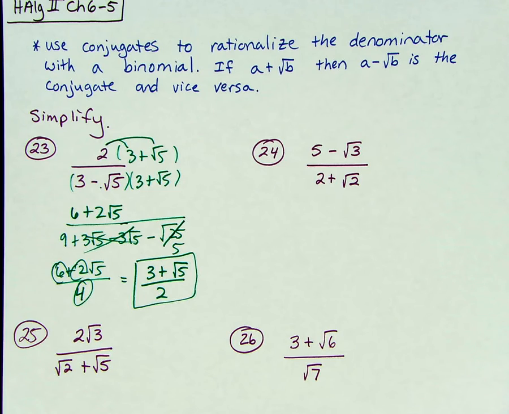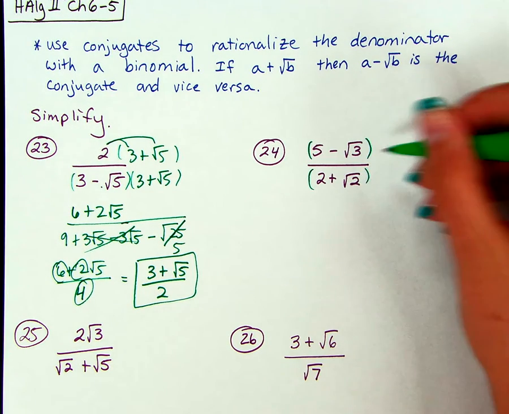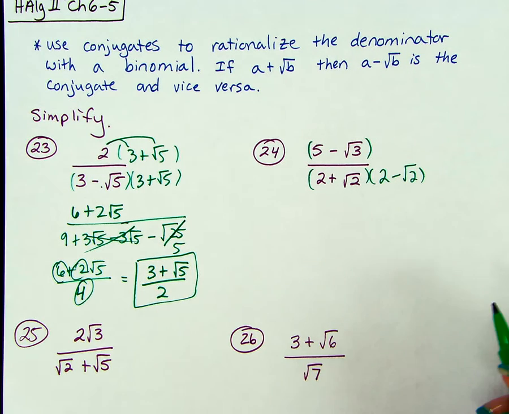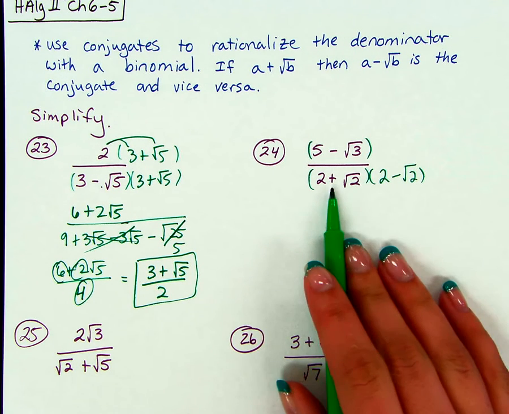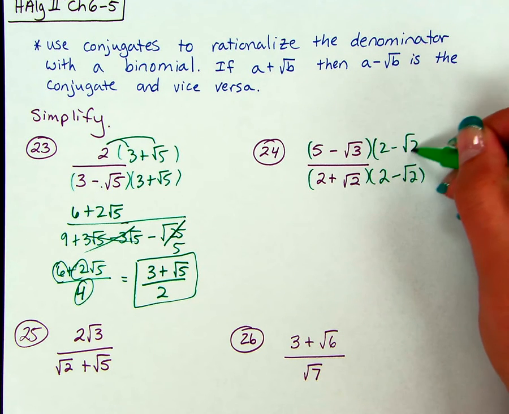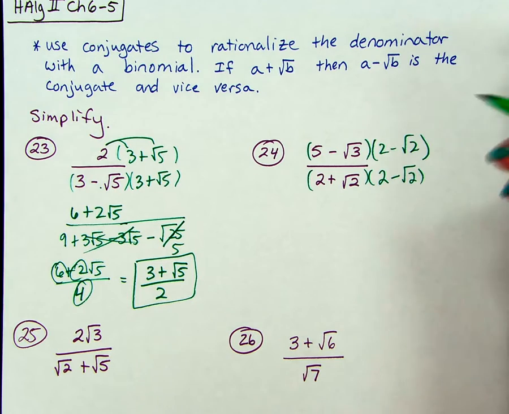Alright, so same idea with the next one. We have a binomial in the denominator with a radical. So we're going to multiply by 2 minus the square root of 2. Again, we're just using the opposite sign. And whatever we multiply to the denominator, we have to multiply the same thing to the numerator. So both of these we have to FOIL to simplify.